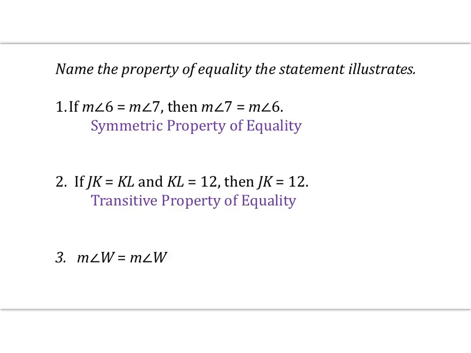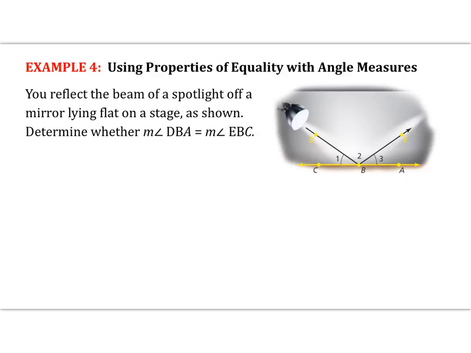And then our last one is measure angle W equals measure angle W. Well, that's going to be this reflexive property. Think of it like a mirror, reflexive property of equality. All right, let's take a look at this example where we will practice using properties of equality with angle measures.